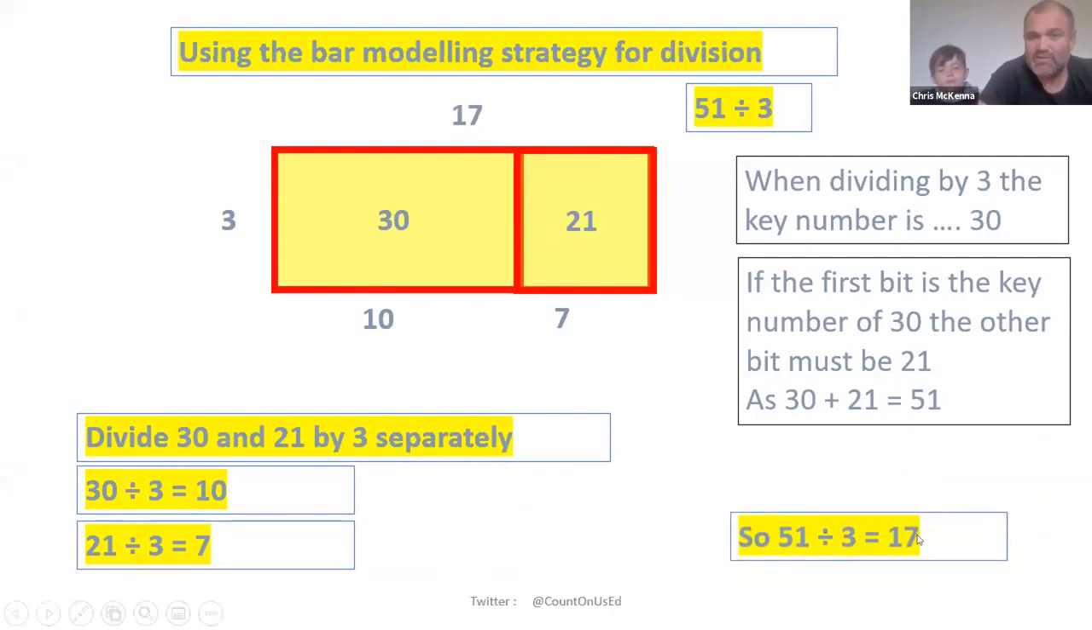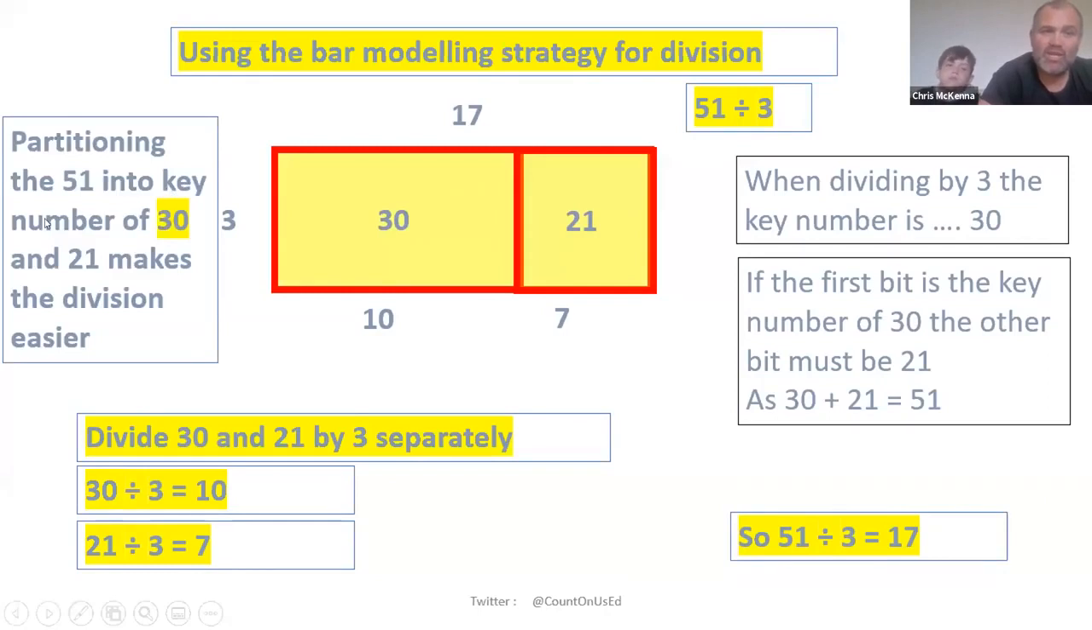51 divided by 3 equals 17. And again, I partitioned the 51 into the key number of 30 and 21. It makes the division easier for me. So I just need to understand that 30 is the key number. Any questions, please pop them in.